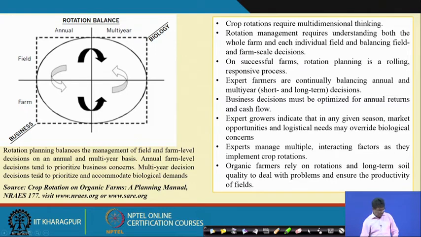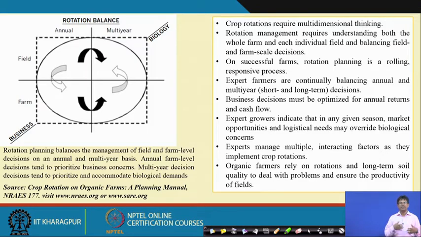The annual farm level decisions lead to prioritizing the business concerns, and the multi-year decisions tend to prioritize and accommodate the biological demands that are discussed. So, there should be income generation, it should have high income, high profit. Profit should be maximized.